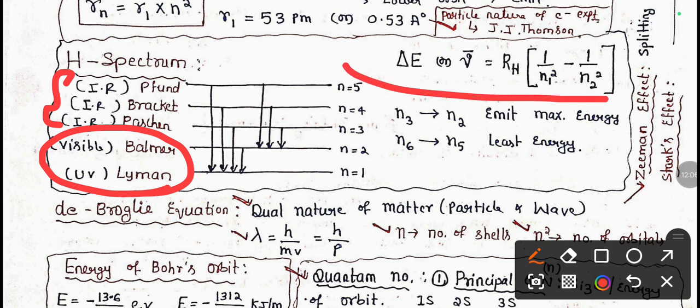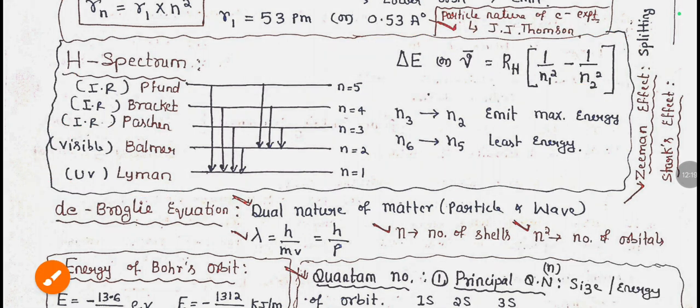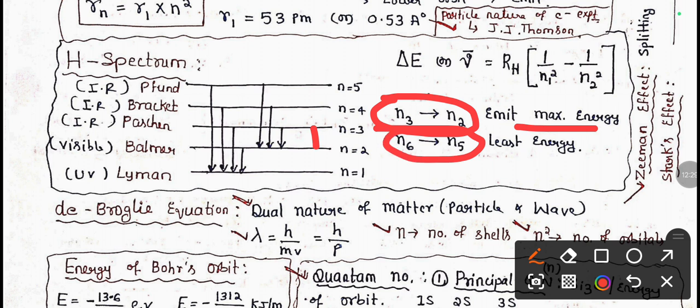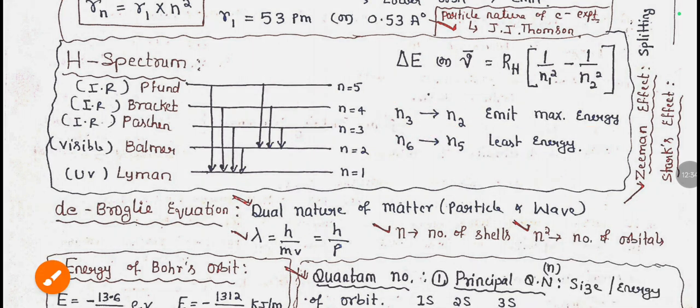And this is the formula to calculate the energy difference when an electron jumps from higher to lower or lower to higher. Wave number is equal to RH, the Rydberg constant, into 1 by n1 square minus 1 by n2 square. And remember, when an electron jumps from n3 to n2, it emits maximum energy, and when an electron jumps from n6 to n5, it emits least energy. So this is about the hydrogen spectrum, important points.